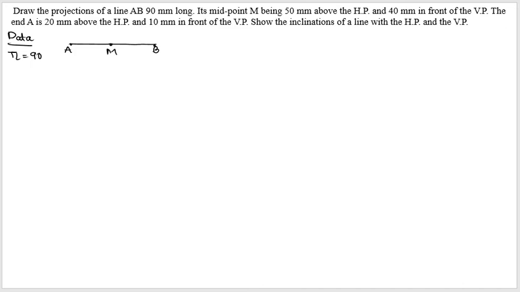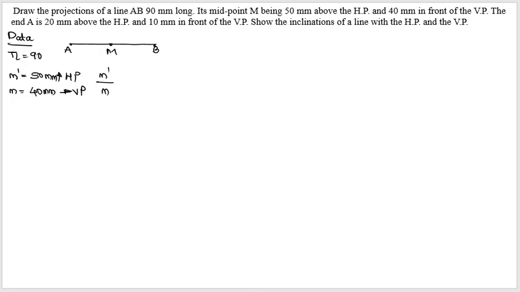So any point which is related to HP will have a small letter with dash, 50 millimeter above HP, and 40 millimeter in front of VP. Any point which is related to VP will have only the letter without dash. So the point is above HP and in front of VP, so it lies in the first quadrant. We know the condition for that: M dash will be above XY line, M will be below XY line.